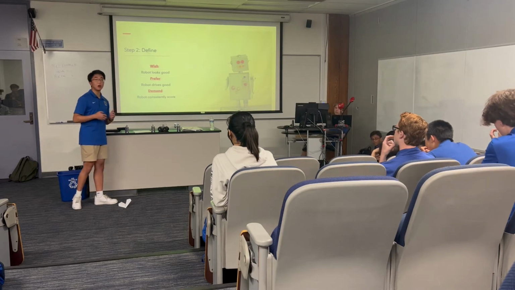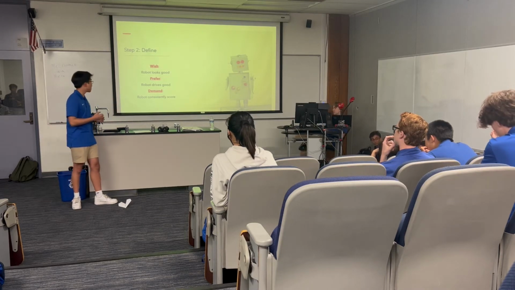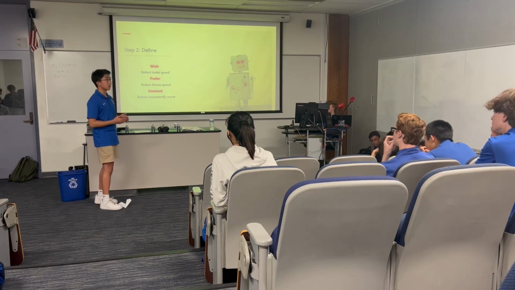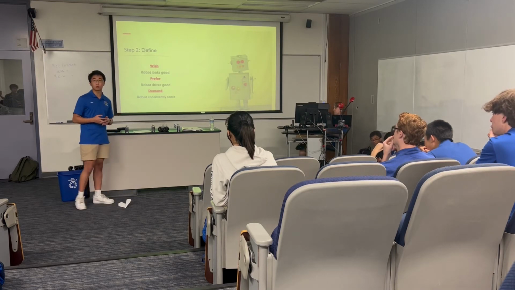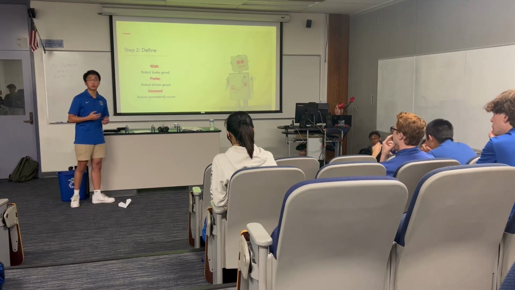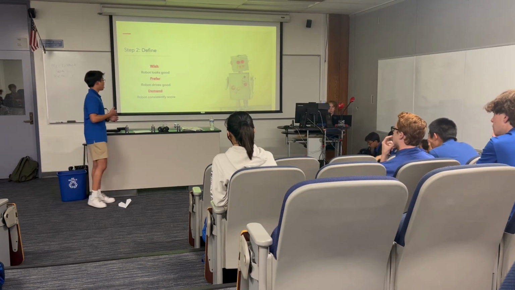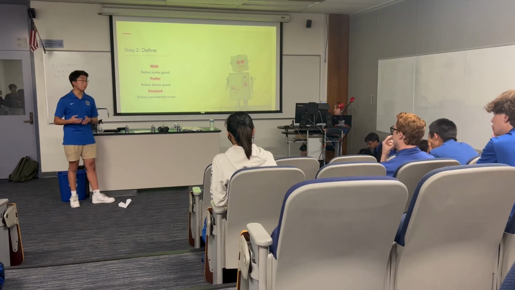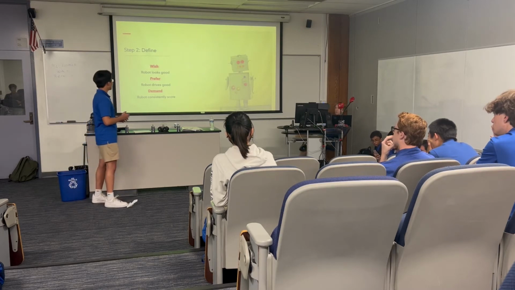Prefer, not as much of a necessity as demand, but still, it's nice to have. For example, we want a robot that preferably drives well. And lastly, we have wish. These are like the cherries on the top. We want to have the robot look good, look presentable, look cool. And once we have that, we move on to step 3.